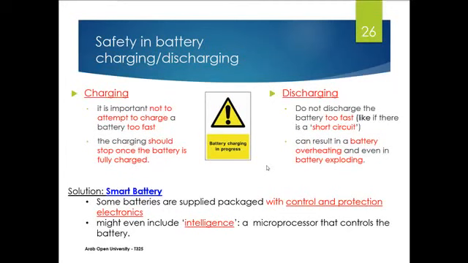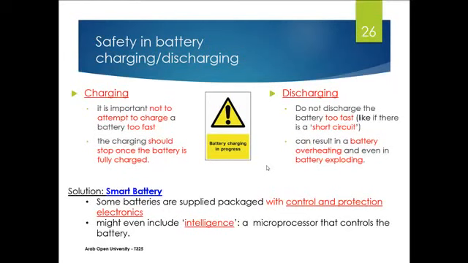While discharging, again, it's not healthy for the battery to discharge it too fast, like if there is a kind of short circuit, and this will lead to overheating the battery, and in extreme cases will lead to the explosion of the battery. In order to control these aspects, we need to make sure that after a certain threshold the battery will stop charging, and this requires some control of the batteries.